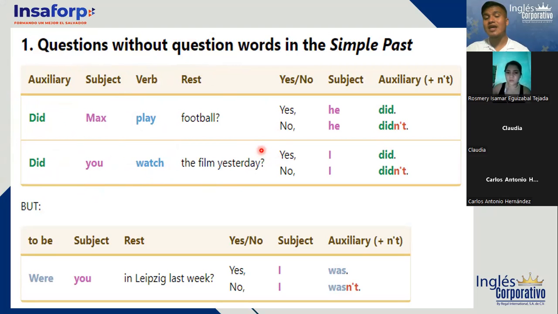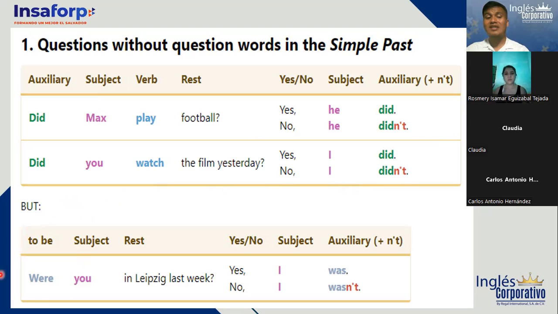Now, how do you answer those questions? You can answer in the short way. For example, if someone asks you, did Max play football? Something very important when we ask questions is the intonation of the questions. Did Max play football? Yes, he did. No, he didn't. Did you watch the film yesterday? Yes, I did. No, I didn't. So this is the easiest way to form questions in simple past.